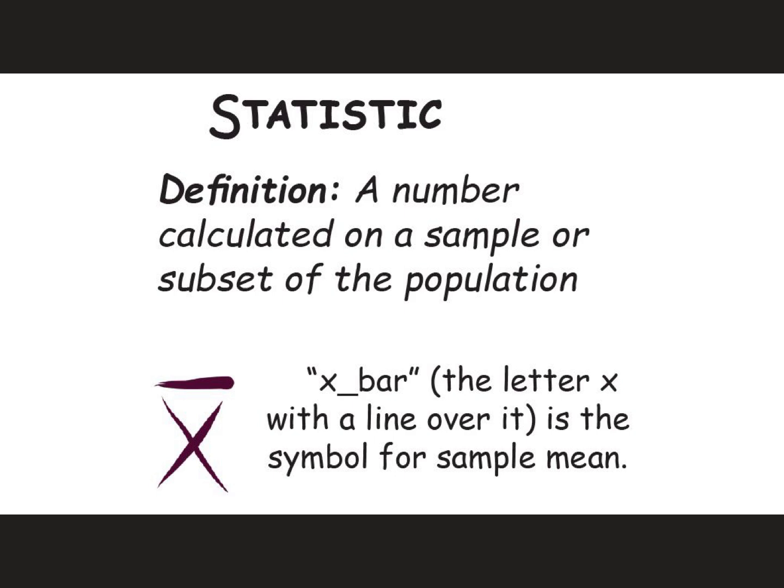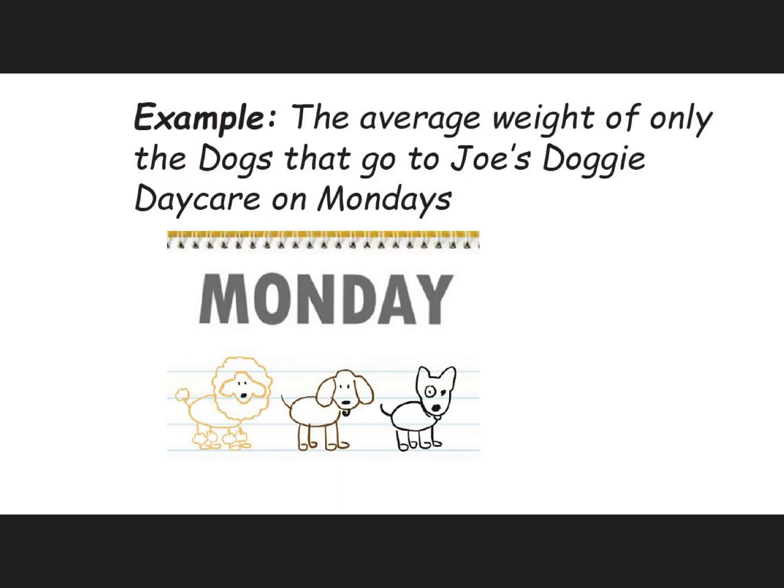A statistic is a number, so you have a parameter and a statistic. A statistic is a number that's calculated only from the sample or subset of the population. So for the mean, we often say X bar. That would be the mean or the average, the simple average of our sample. Right? The average weight for only the dogs that go to Joe's doggy daycare on Mondays.